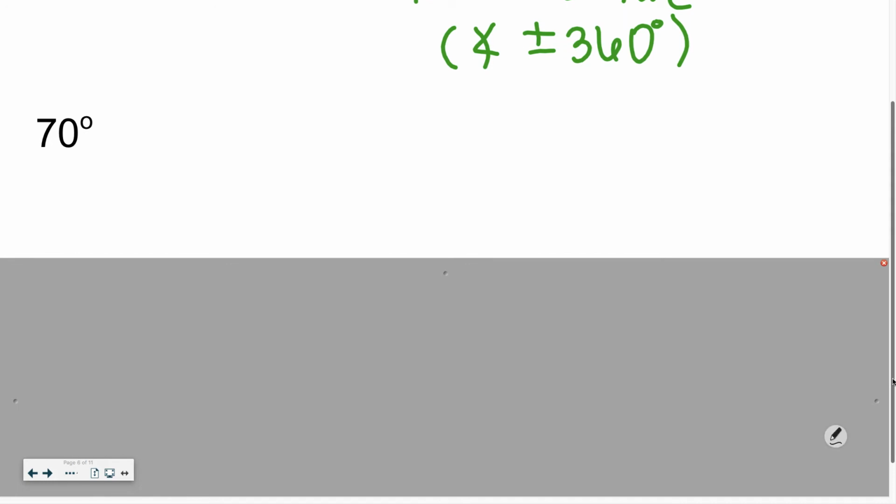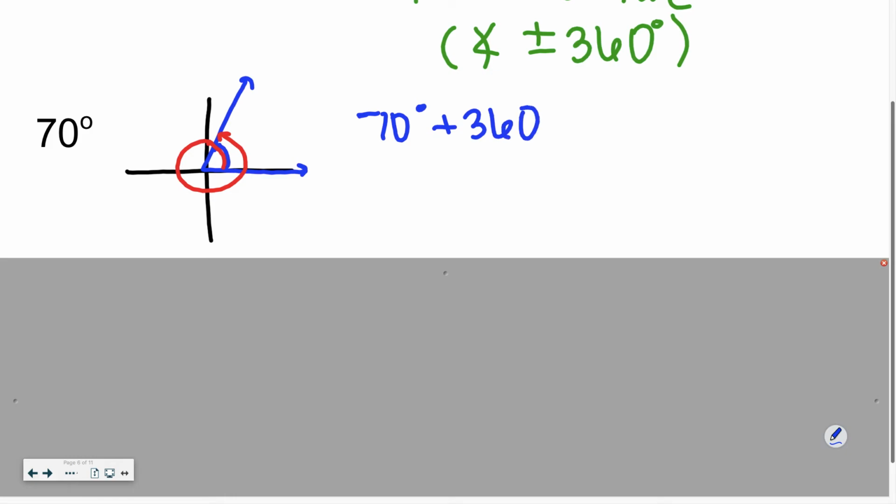If I were to graph 70 degrees, which quadrant would it fall in? It would fall in quadrant 1. Well, if I take that and rotate another time around the circle, that angle that I just drew in red has the same terminal side. So if we take 70 degrees and add 360 degrees, then 430 degrees is a coterminal angle.